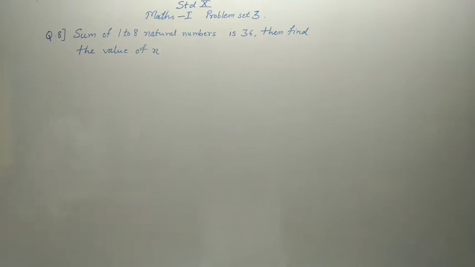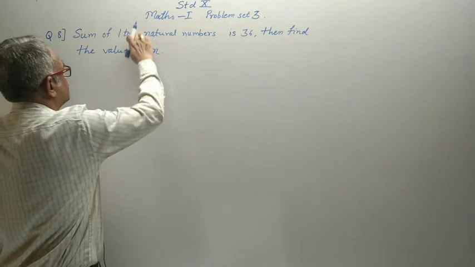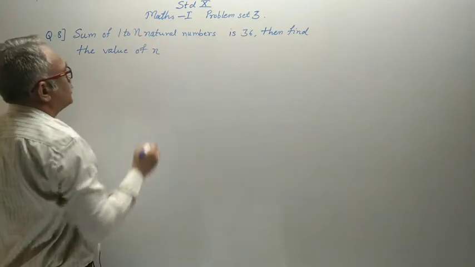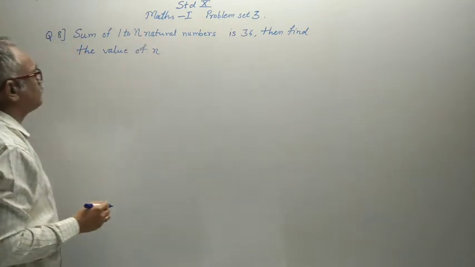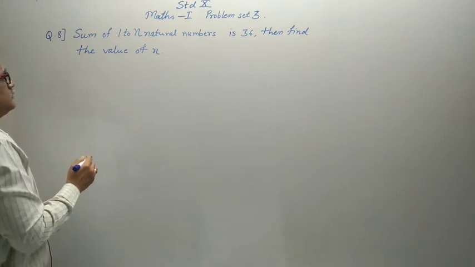Problem set 3, question A. The sum of 1 to n natural numbers is 36. Find the value of n.